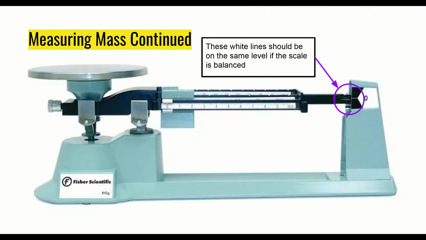All right, so let's look at what this might be like. Looking at our example, here's our triple beam balance, and those white lines I mentioned are right here, and you can see that these are more or less balanced. They're actually not perfect, but pretty close, where these white lines should be on the same level if the scale's balanced. So say we had an item here, we'd see, okay, are these things balanced? If they are, then we'd read the numbers on here.